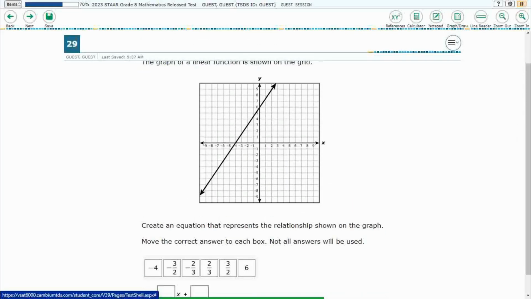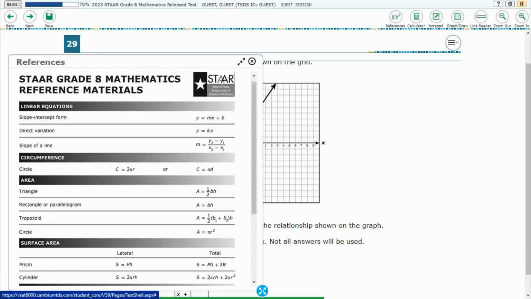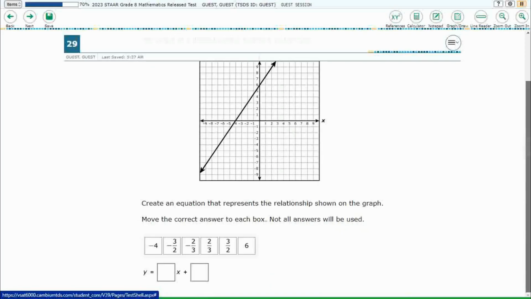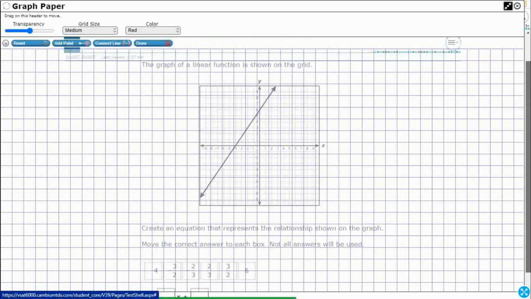So what are we doing with this slope-intercept form? Hopefully you recognize, right, slope of a line. We got the slope-intercept form, y equals mx plus b, the very first equation. Those are the 2 missing pieces. We have y equals blank x plus blank. All right, so let's open this up here.